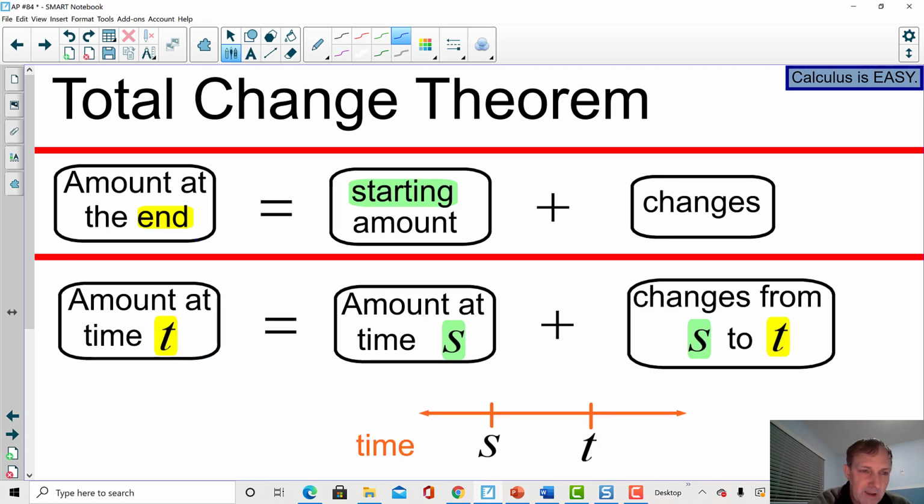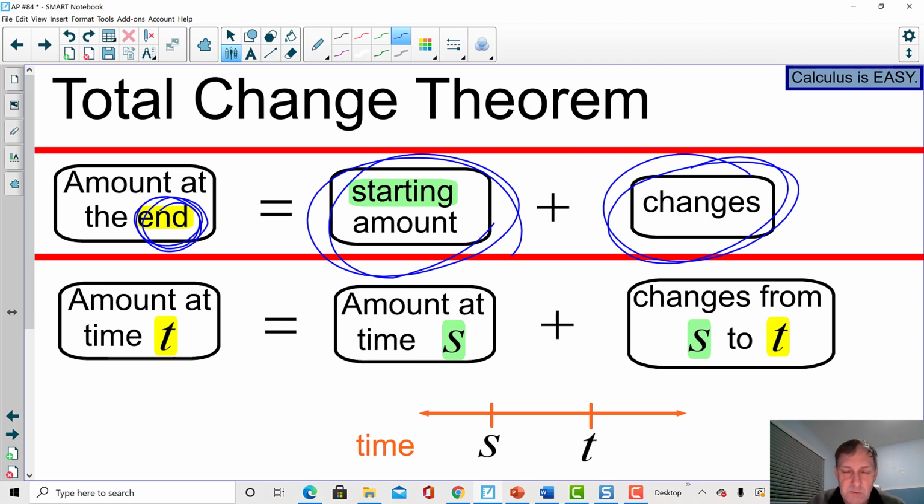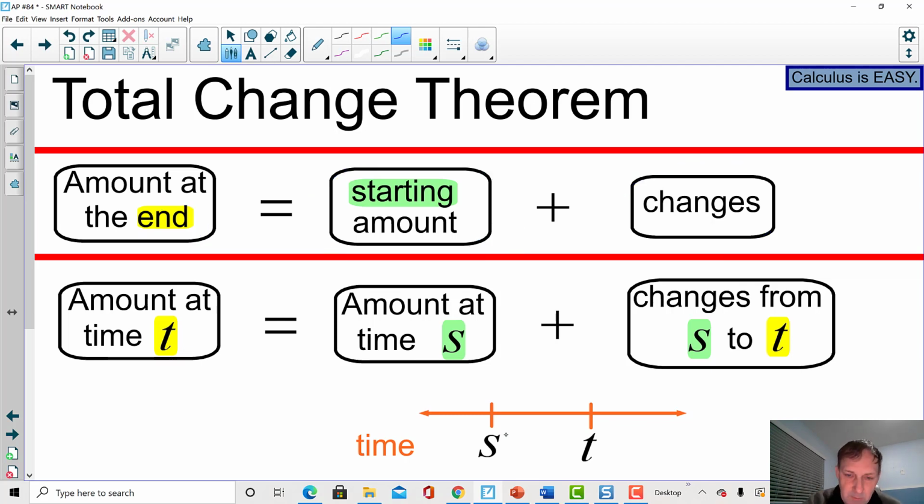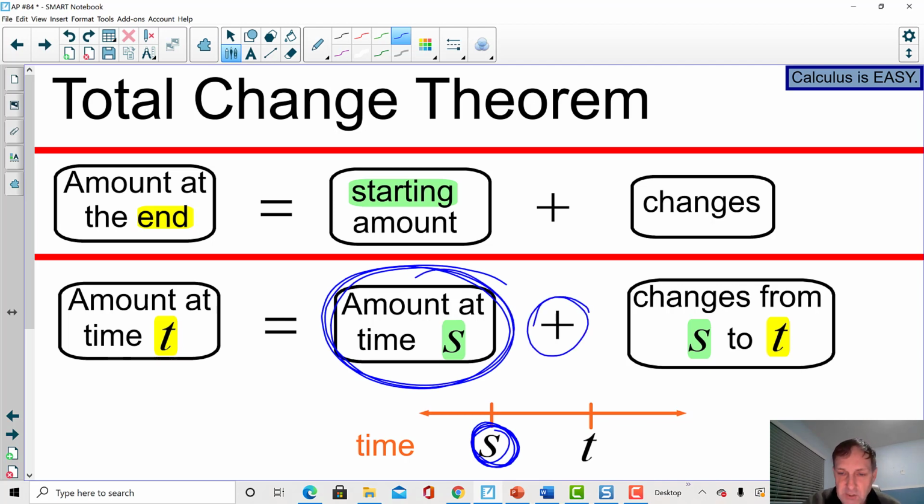But in order to know how much you have at the ending time, t, you have to include the starting amount plus all the changes. And those two things together give you your total change theorem. So again, we're starting at time s, so you'd have to put your starting amount at that time. That's your beginning value, plus you add all the changes. That's the integral from s to t of f prime.